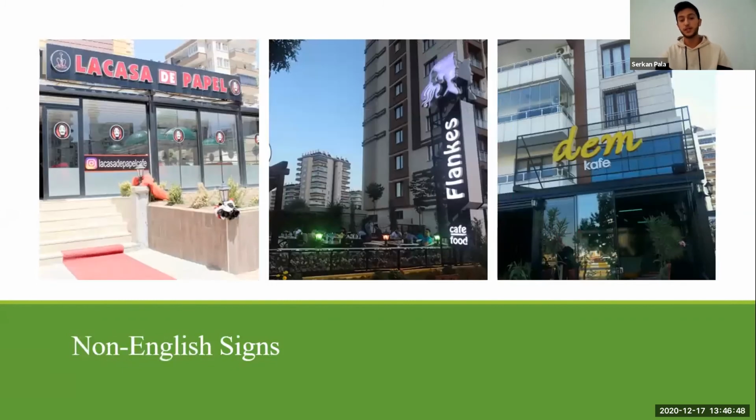So the last one is non-English signs. It's not English, but can be any other language. Like Casa de Papel, for example, it's Spanish, and flankes and them are Kurdish. Flankes maybe means anybody else, someone else, I'm not sure. And them means time in Kurdish.